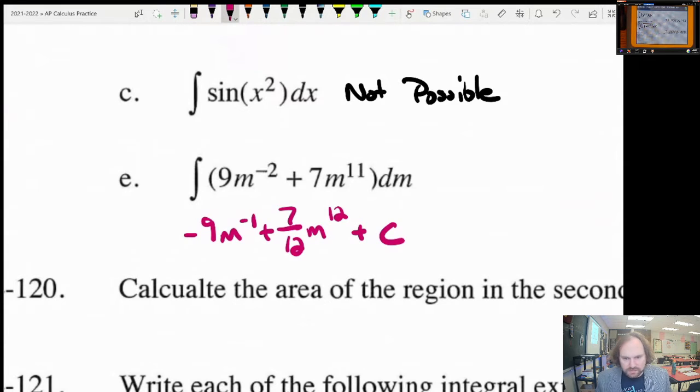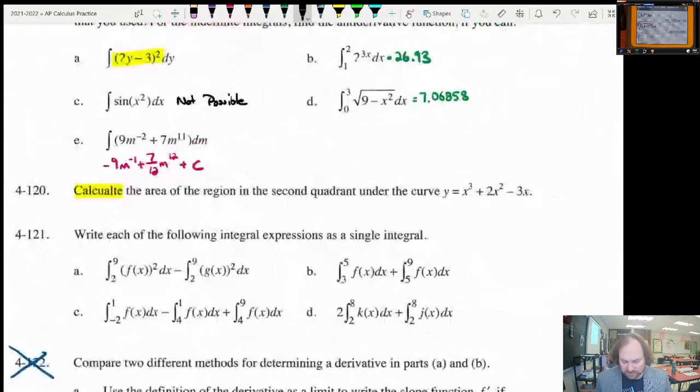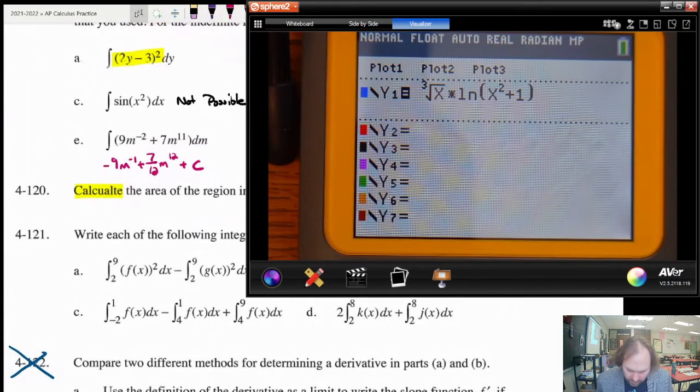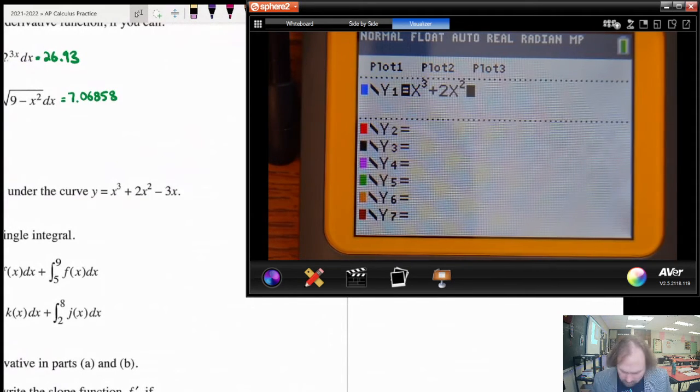That's great. Next, calculate the area of the region in the second quadrant under the curve x to the third plus 2x squared minus 3x. Let's first get an idea of what that is by graphing it. I think that's a good idea. So we're going to go on the calculator and graph x to the third power plus 2x squared minus 3x.